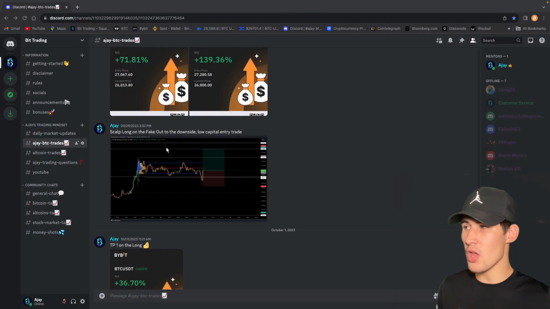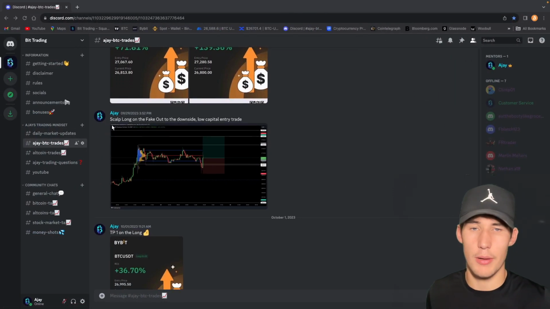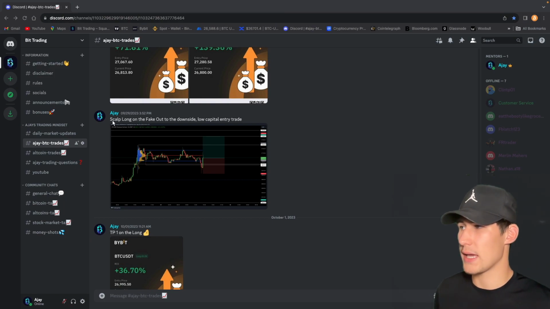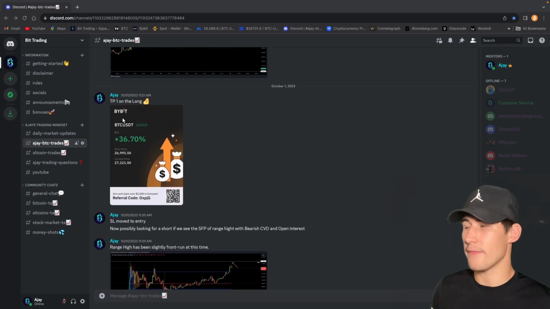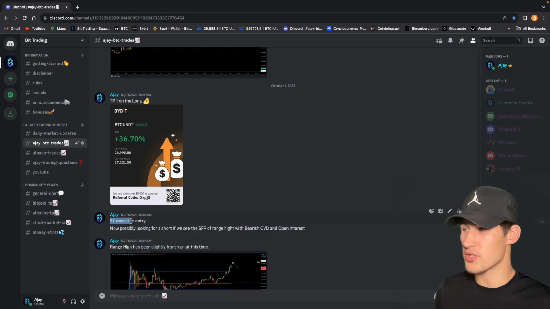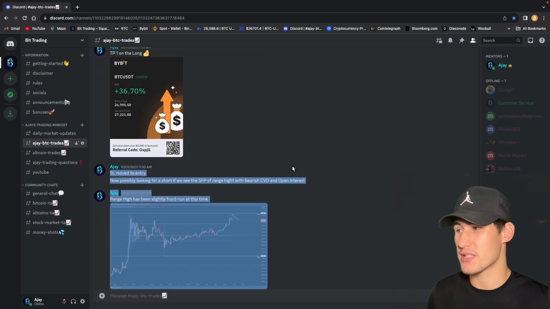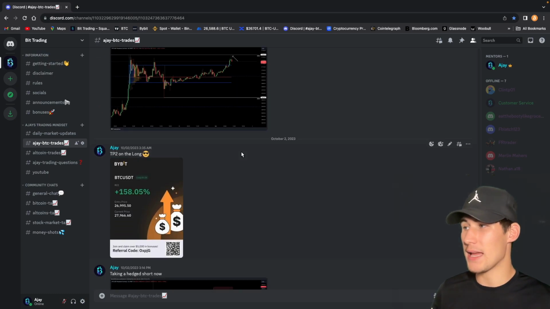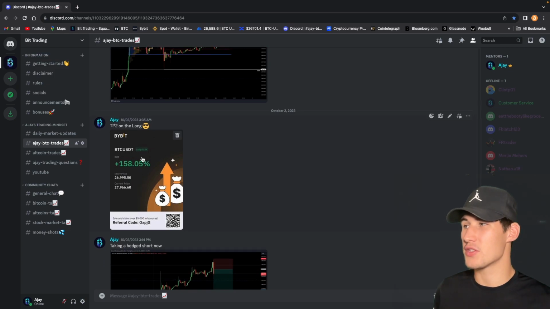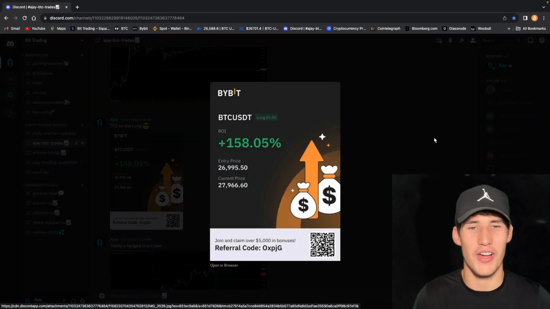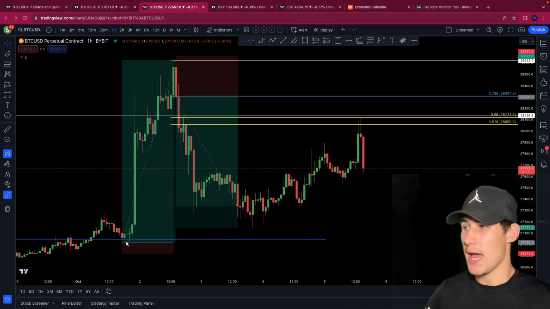So I gave this long position to my Visionary members on the Visionary Discord. I said scalp long on the fake out to the downside. As you can see, very quickly, we took TP1 at 36%, moved the stop loss to entry, making this a risk-free trade. And then as that trade went on, we took another TP2 on the long at 185%. So this long position has yielded us some really nice profits.